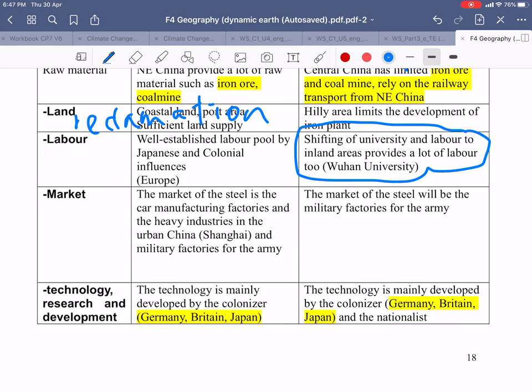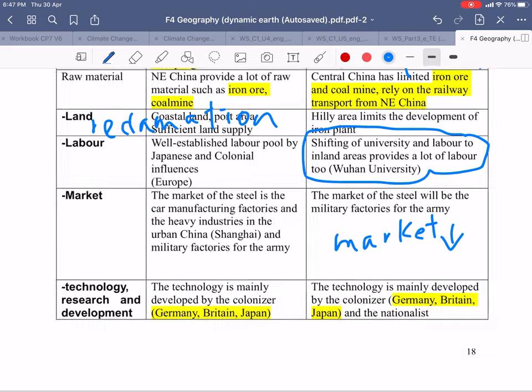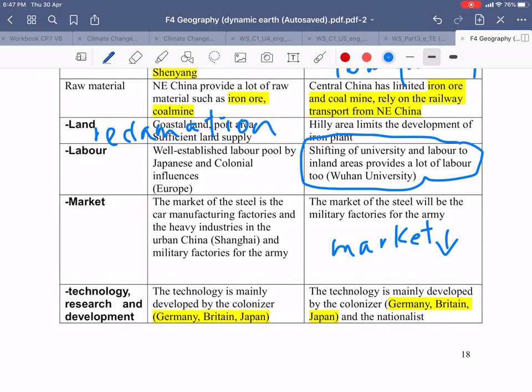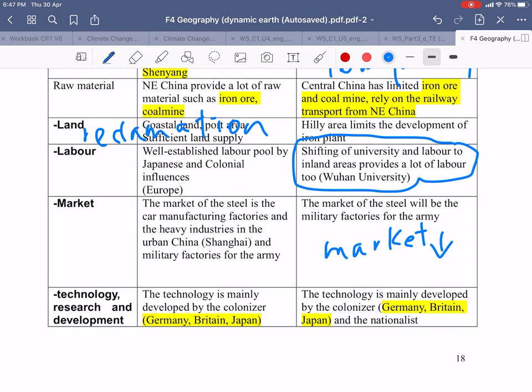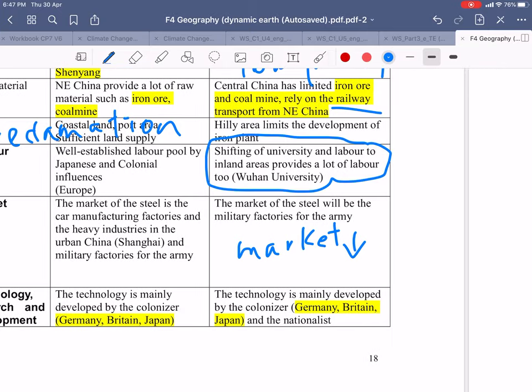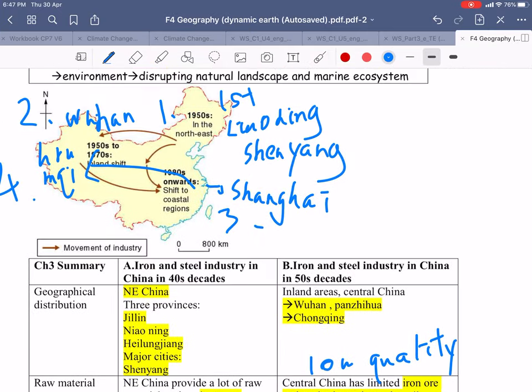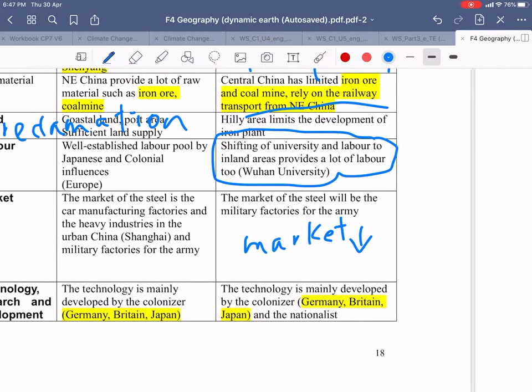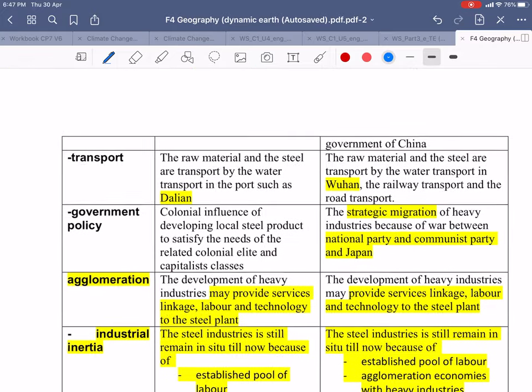But for here, we have to ask the university and also the labor to shift to there, okay? Market, Shanghai is a large market, or the Liaoning itself is a large market, but for here the market is quite limited because just the inland cities can be the market, okay? How about the technology? Technology is mainly for the 50 decades, mostly from the colonizer, okay? For example, Germany, Britain, and Japan. But for the central China, for the 50 decades, the technology is mostly by the nationalist government of China, okay?